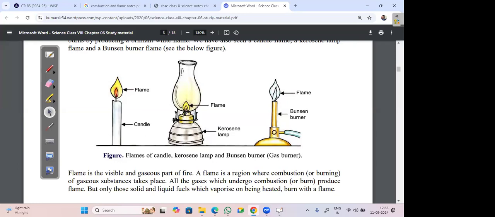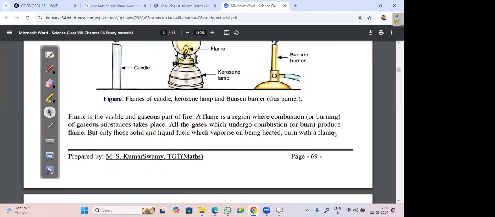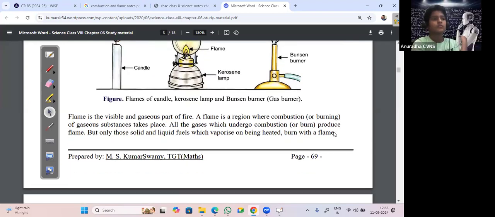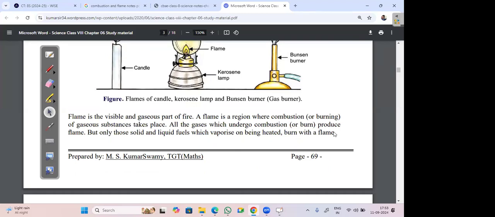I hope you have understood what a flame is. Flame is the visible and gaseous part, a region where combustion or burning of gases takes place. All gases which undergo combustion or burn produce a flame. First of all, a substance, if it is a fuel, should turn into the gaseous state. A fuel which turns into the gaseous state, or burns in its gaseous state, will form a flame. Those fuels which do not vaporize will not form a flame. Rather, they will just glow.